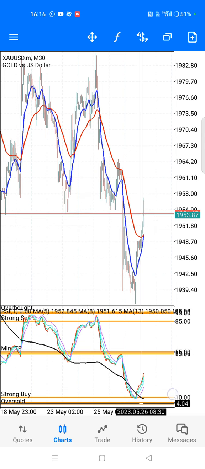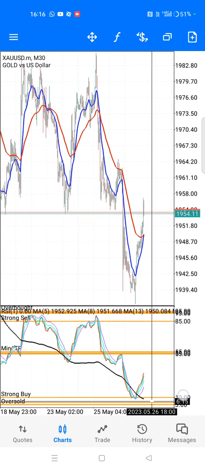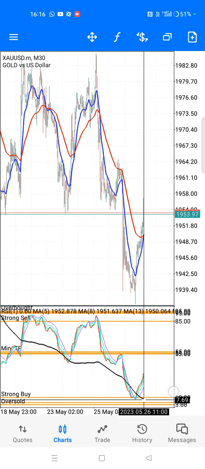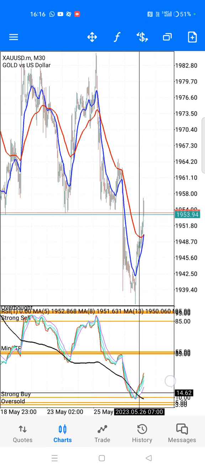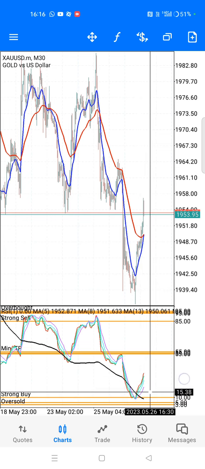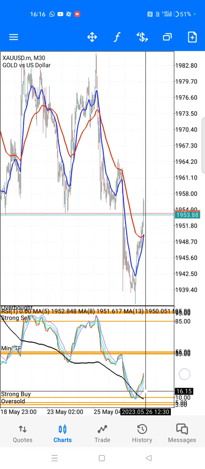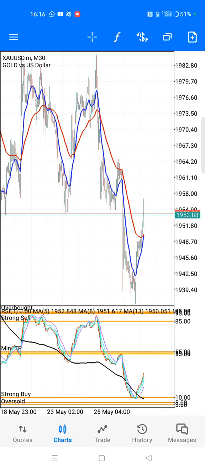But then you have to look at the RSI. When you look at the RSI, the 200 EMA must reach the strong buy or oversold area, and then the five other moving averages must cross the 200 EMA. The 200 EMA must also be looking up, not like now, where it's still going down. Okay, that's how you enter your trade to buy.